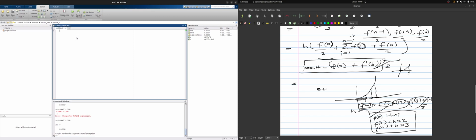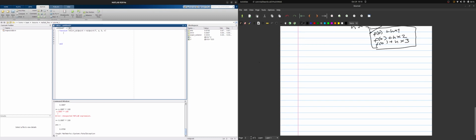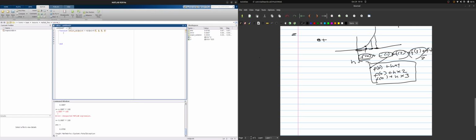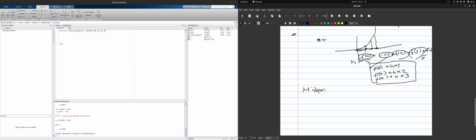This function is not the trapezoidal, this is midpoint. It also takes an f, a starting point, an end point, and a number of steps. Let's now talk about the midpoint method.